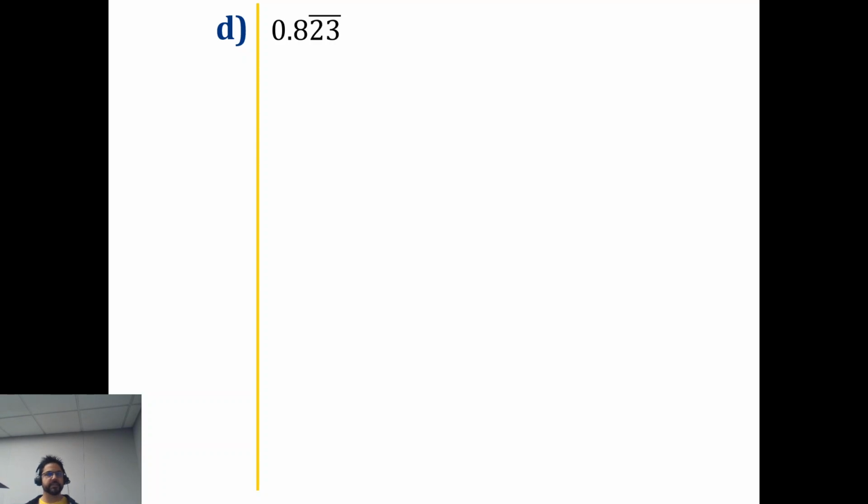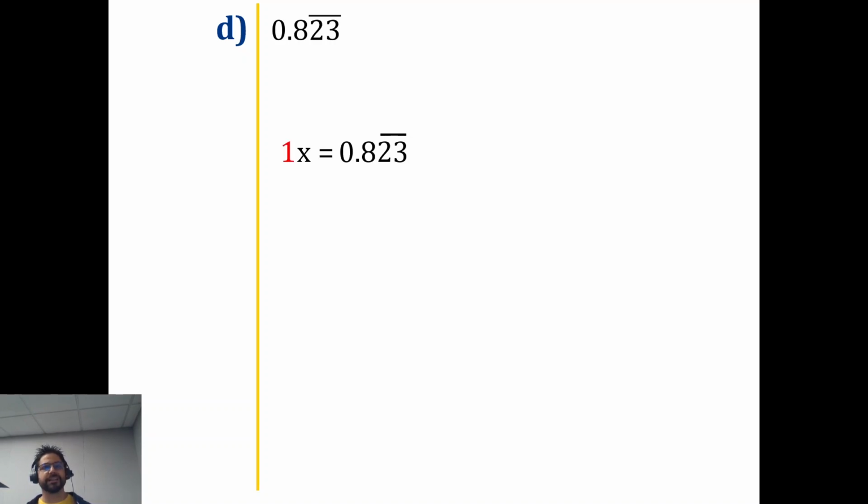Now, it just depends on what you have. So, for example, maybe it was only the 3 repeating, but this time we have the 2 and the 3 repeating. All right, so we're going to start off the same way. We're going to say x is equal to 0.8, and then the 23 is repeating. All right, now we count up our place values again. We've got the tenths, hundredths. Ooh, the 3 is at the thousandths.